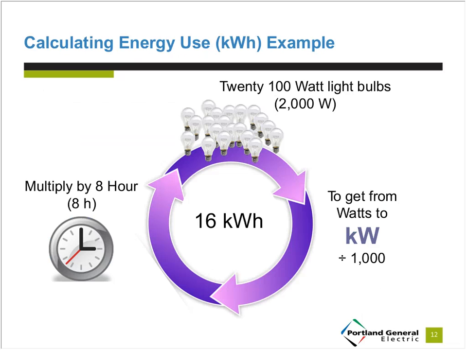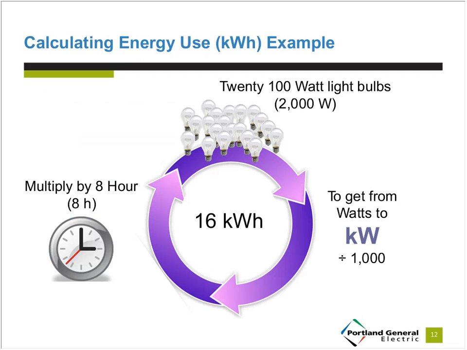So let's look at a quick example. In this example, we have a group of light bulbs. We look on the label and find the watts, in this case 100 watts each. We have 20 light bulbs for a total of 2,000 W. To get from watts to kW, we have to divide by 1,000. That would give us 2,000 divided by 1,000, or 2 kW.